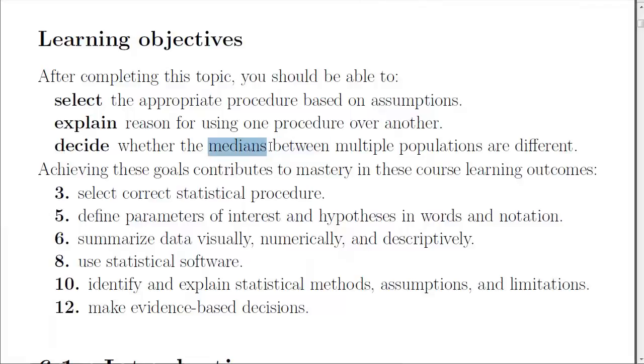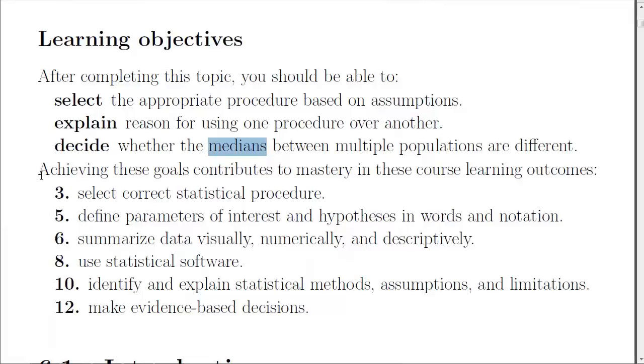So in these methods, instead of using the mean, which is sensitive to skewness or outliers, we're going to use a more robust measurement, the median. Robust meaning it's not influenced greatly by what happens in the extreme tails of a distribution.